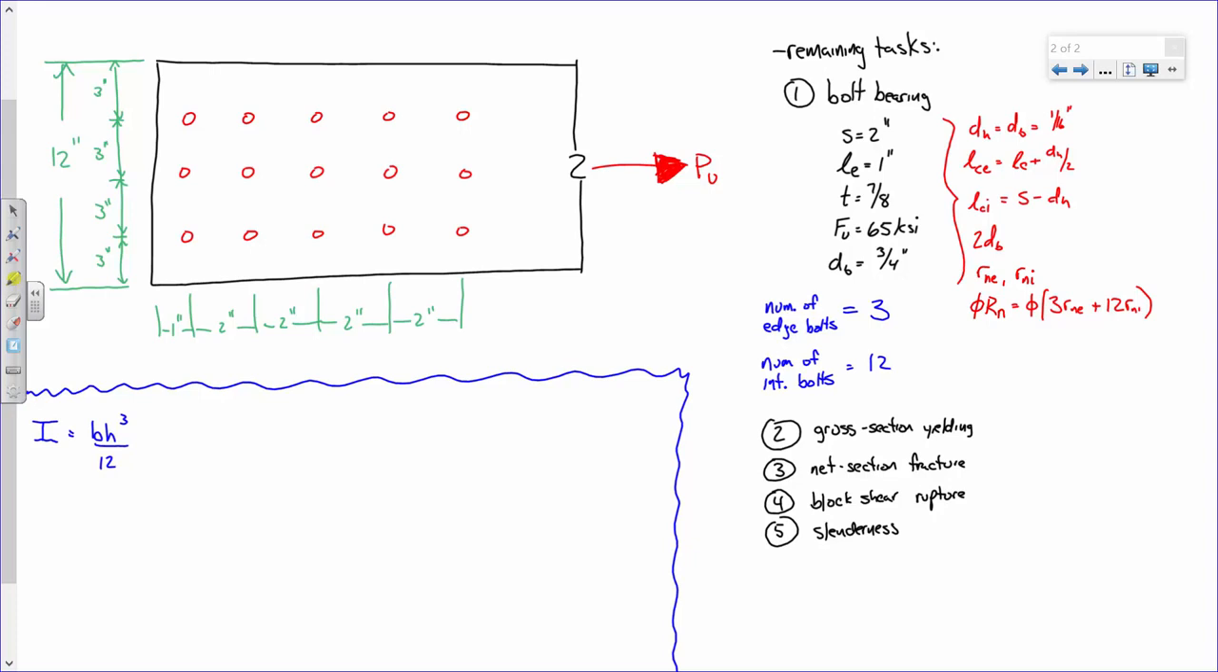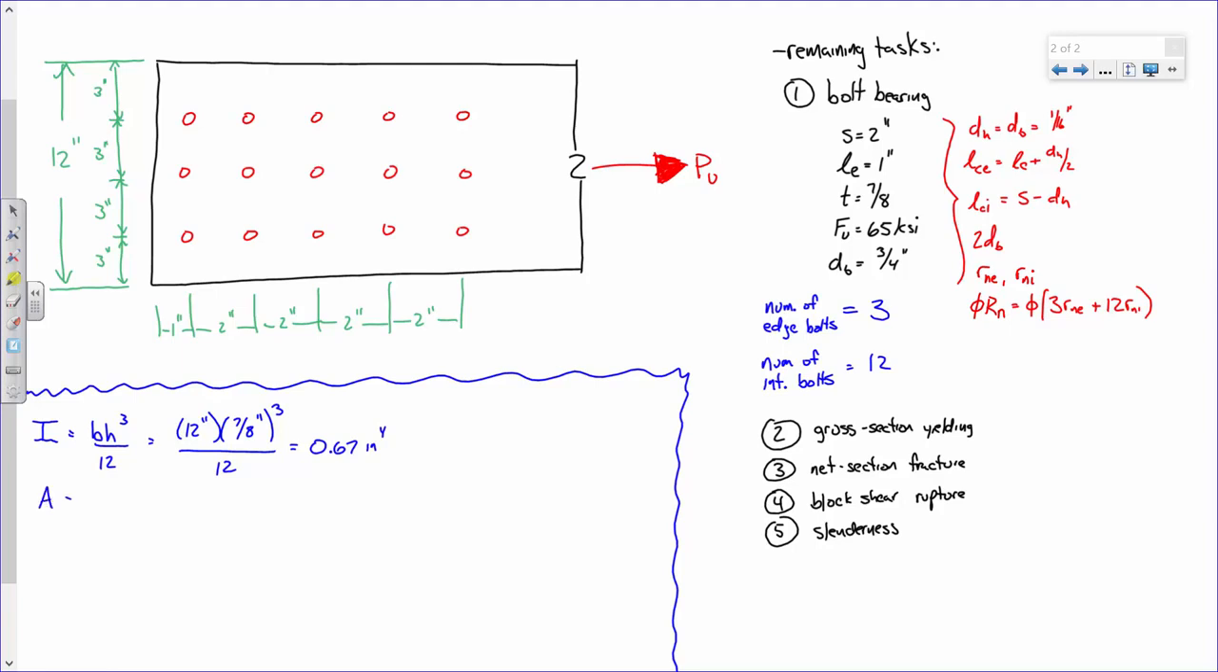Which one's going to give you the smaller answer? The 12 by 7/8, right? So the moment of inertia is going to be 12 by 7/8 cubed over 12. I don't know what that is. 0.67. 0.67 inches? No, that's not inches. That's inches to the fourth, right?